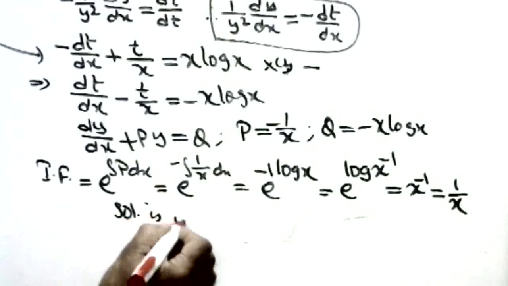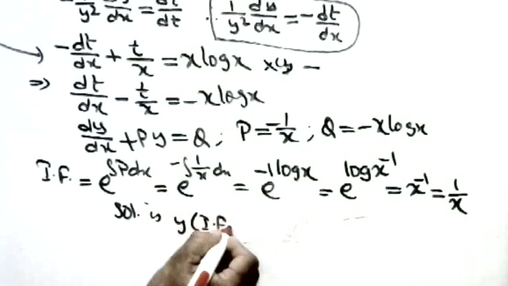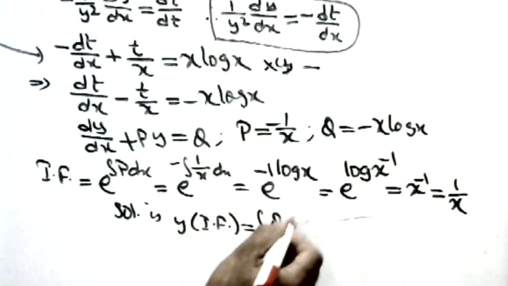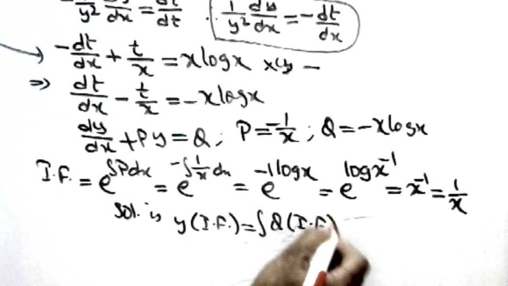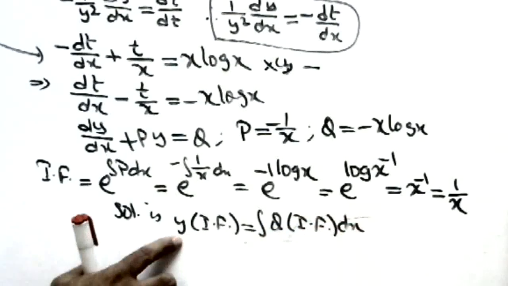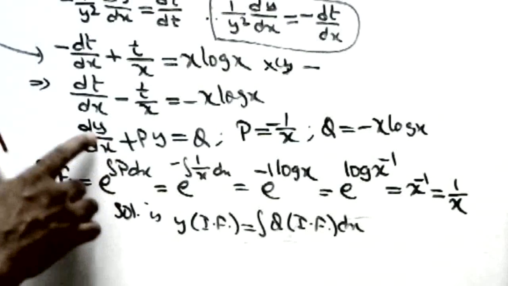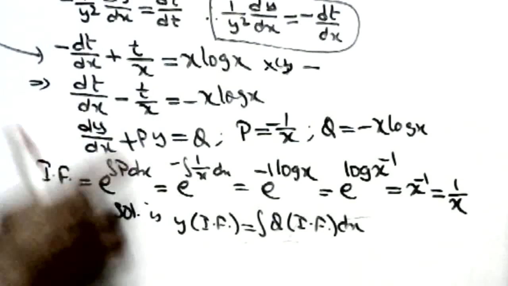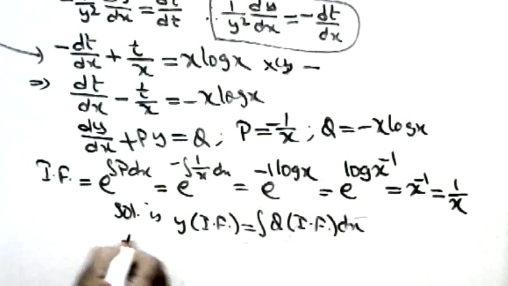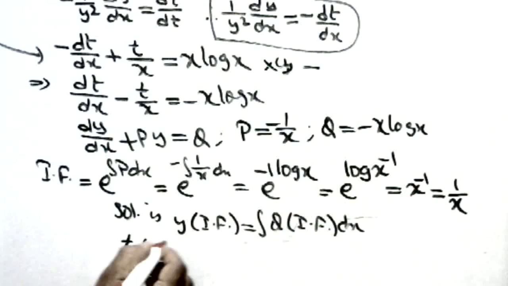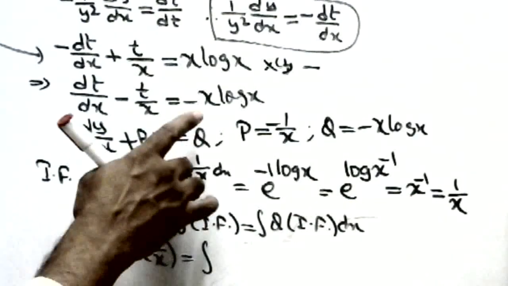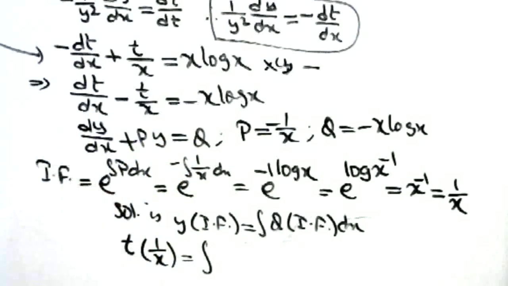Now the second step is the solution. Solution is y into integral factor equals to integration of q into integral factor dx. But we must write t in place of y, because here we are having t. So in place of y you write t into integral factor. We got 1 by x equals to integration of q.